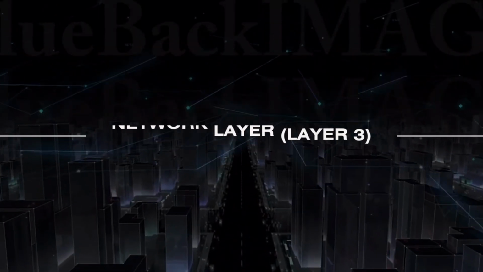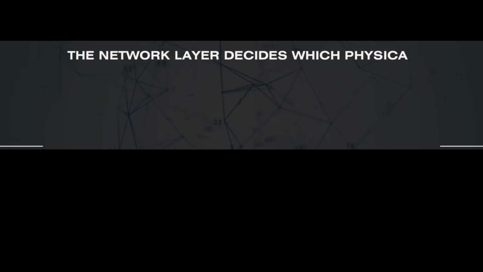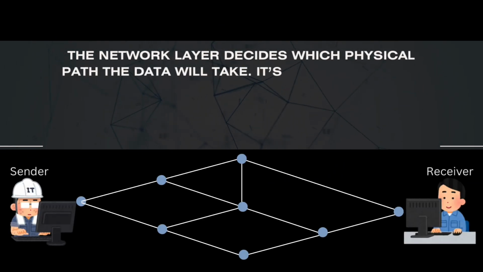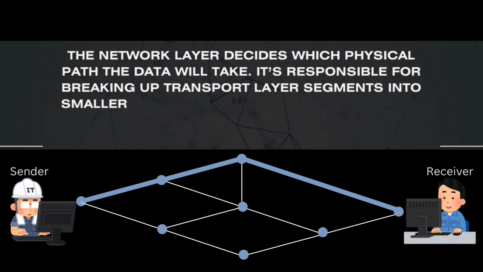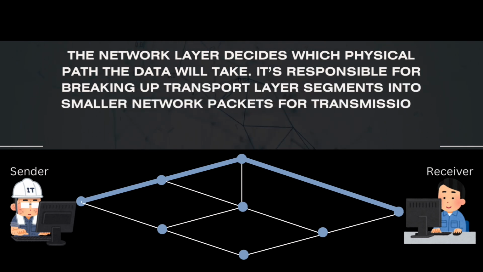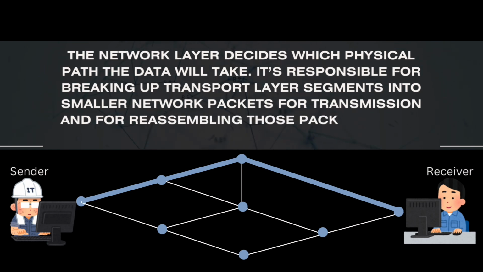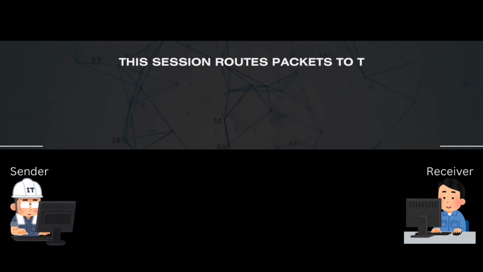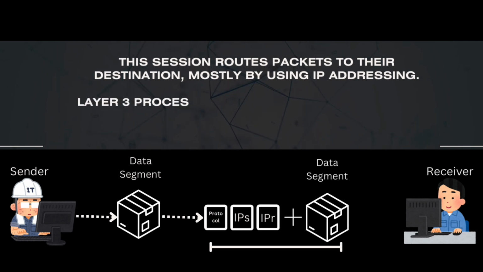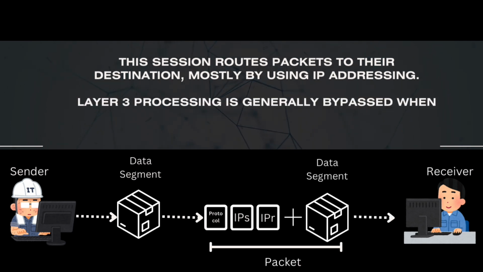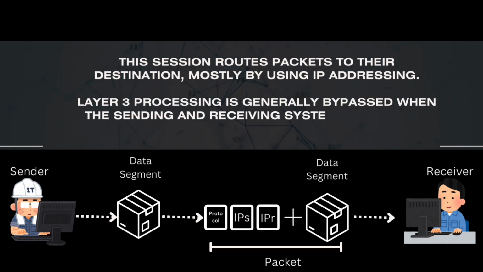Network layer, layer number 3. The network layer decides which physical path the data will take. It's responsible for breaking up transport layer segments into smaller network packets for transmission and for reassembling those packets on the receiving system. This layer routes packets to their destination mostly by using IP addresses. Layer 3 processing is generally bypassed when the sending and receiving systems are on the same network.